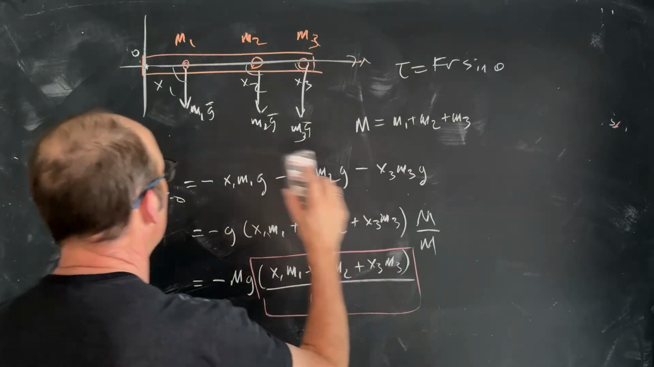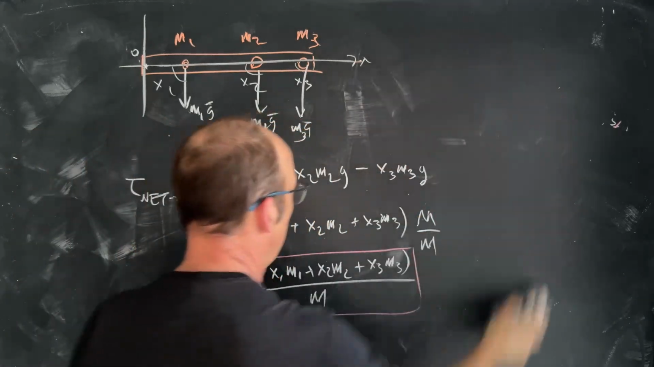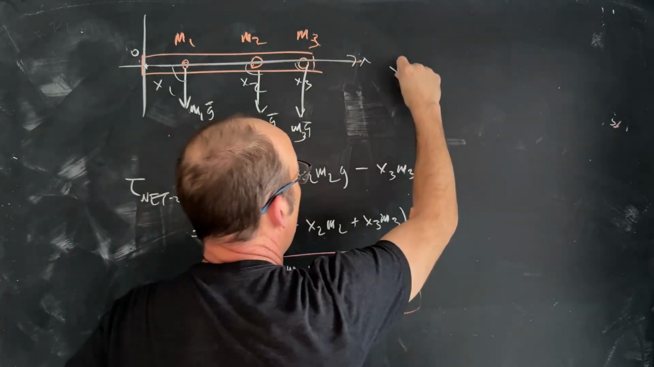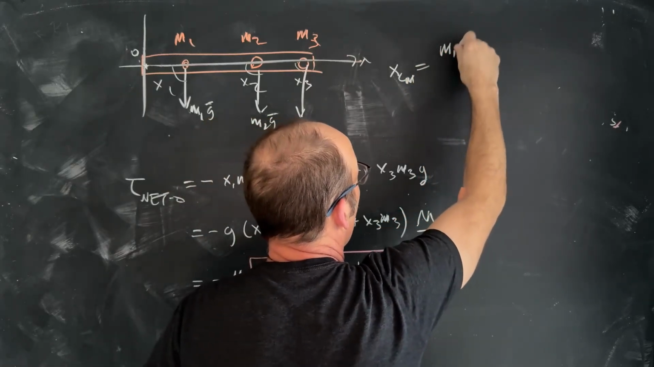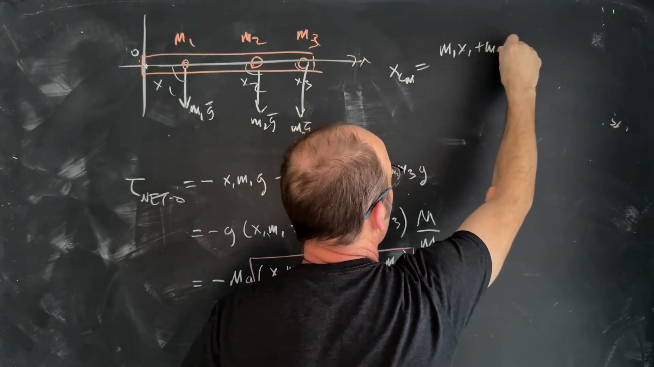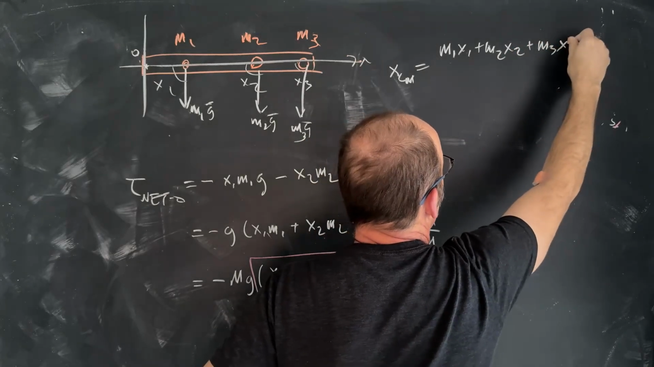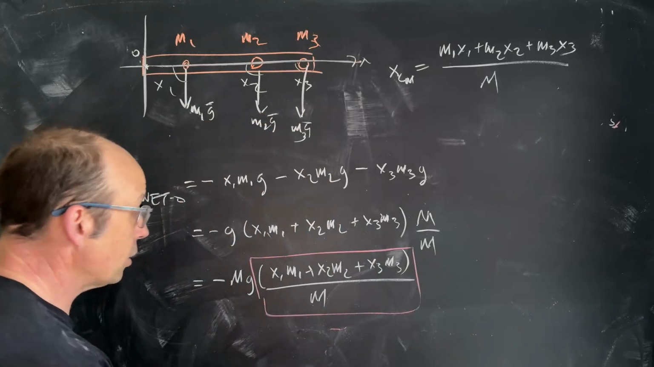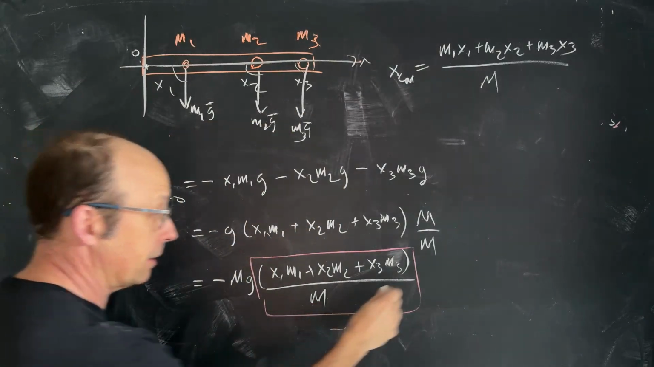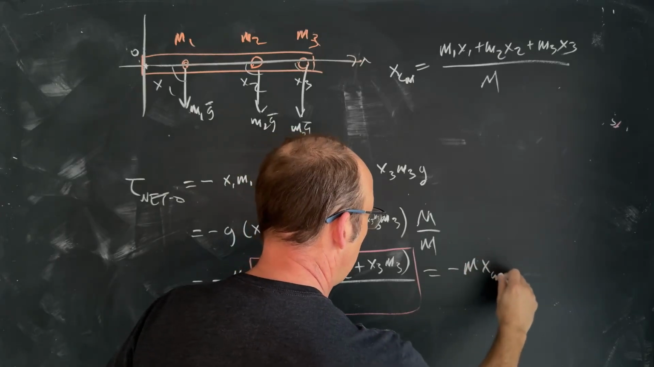I'm running out of room. Poor planning on my part here. So I can say the x center of mass is equal to m1 x1 plus m2 x2 plus m3 x3 divided by the total mass. And that's the location. If I treat that as my center of mass, I can write this as negative m x center of mass g.